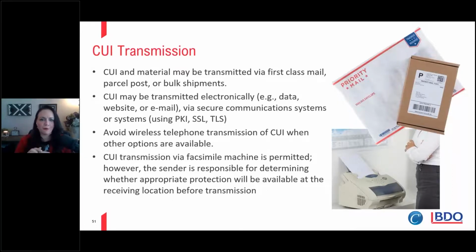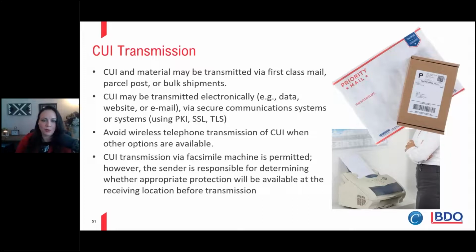Much like classified information, it can be transmitted via first class mail, parcel post, or bulk shipment; you don't have to double wrap it. It can be transmitted electronically via secure website, hopefully with SSL or some other means of FIPS 140-2 encryption, or secure communication systems. Be very careful if you're sending it over email that you encrypt any external documents that you attach to that email. Avoid wireless telephone transmission of CUI.